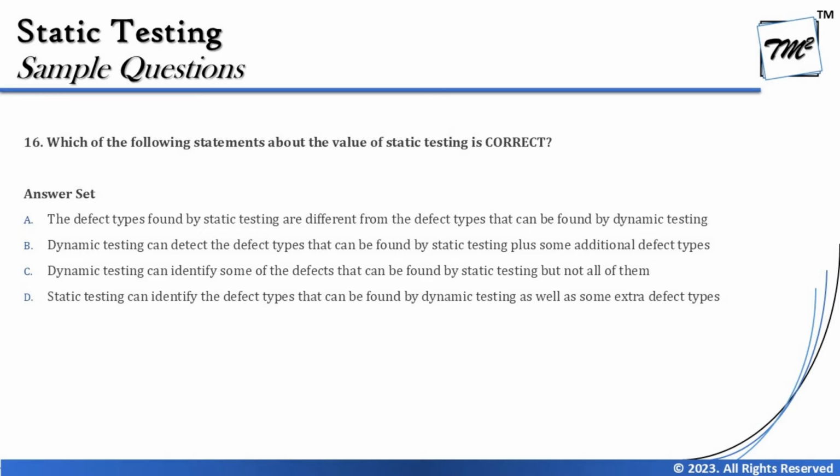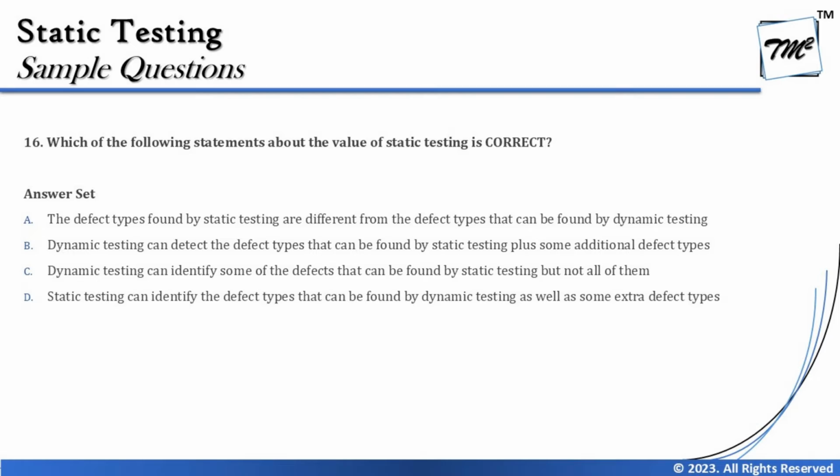And if I look at option D, it says static testing can identify the defects that can be found by dynamic testing as well as some extra defects. This is completely invalid, because static testing is non-executable and cannot find any of the dynamic defects. However, dynamic testing can find some of these static ones. So D contradicts the definitions of static and dynamic defects.